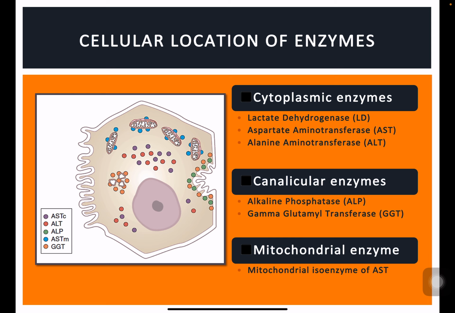While your alkaline phosphatase and your gamma glutamyl transferase are found primarily on the canalicular surface, so the excretory function. So the bile acids accumulate in cholestasis and dissolve membrane fragments, releasing bound enzymes into the plasma.